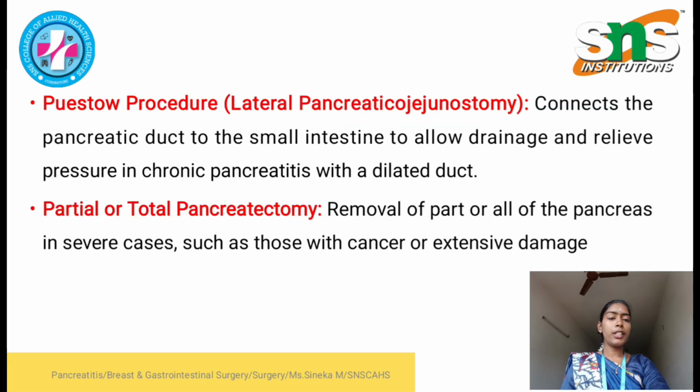Next are phase 2 procedures, lateral pancreatico-jejunostomy. In this procedure, the surgeon will connect the pancreatic duct to the small intestine to allow drainage and relieve pressure in chronic pancreatitis. Next is partial or total pancreatectomy. Ectomy means removal. Pancreatectomy means removal of the pancreas. Partial pancreatectomy means removal of part of the pancreas. In total pancreatectomy, the surgeon will remove the entire pancreas. Removal of part or all of the pancreas is done in severe cases such as those with cancer or extensive damage, to prevent further complications.